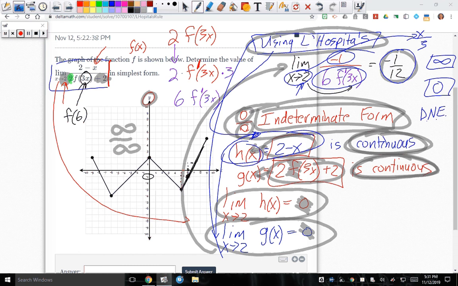Cool? All right. So again, this is if and only if the indeterminate forms of 0 over 0 or infinity over infinity pop up, and you have to use it. If they don't pop up, you never have to use L'Hopital's rule. Use the methods that we learned at the beginning of the school year, the easier ones. You know what I mean?